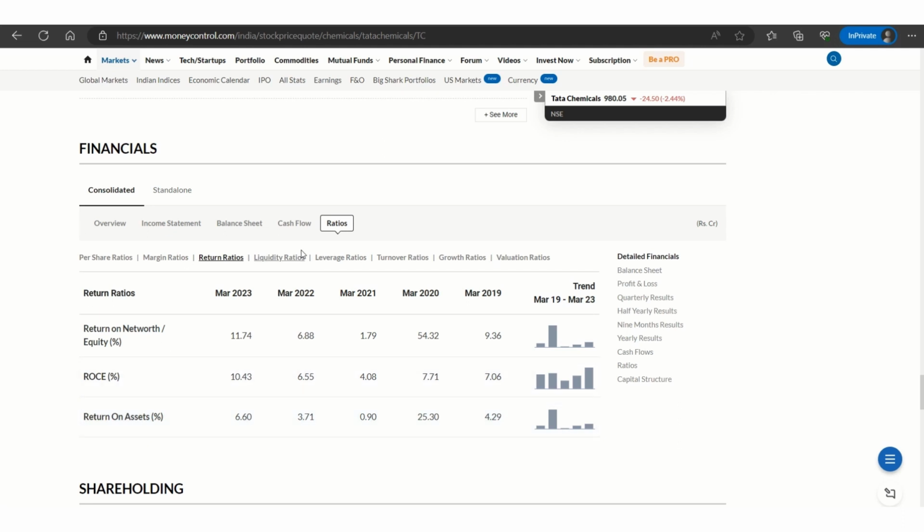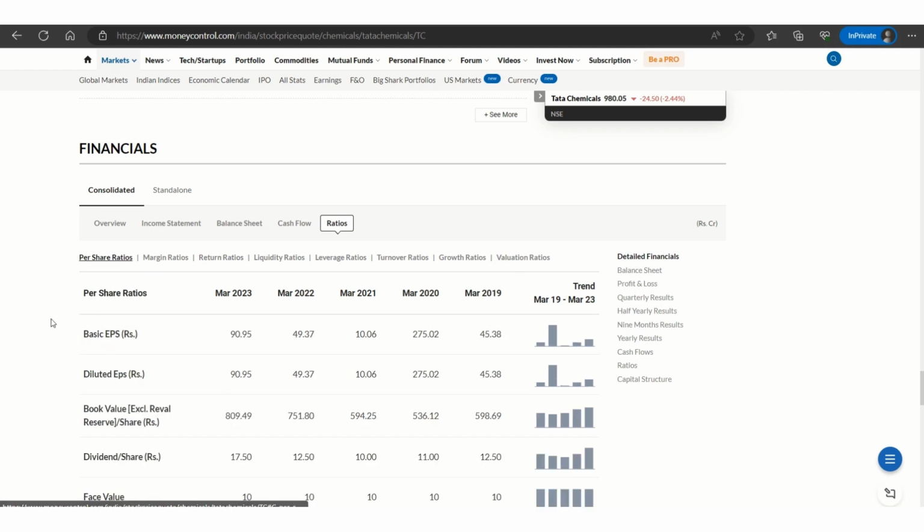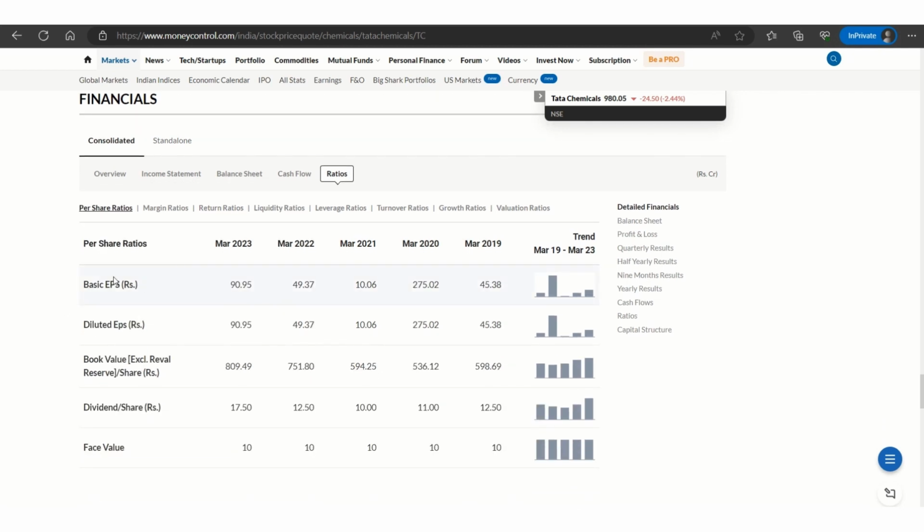Similarly, over the top, you can see different categories of ratios. Now if I go to the per share ratios, you will basically have your EPS. Don't worry about the basic and diluted; we'll be covering it later. But you have your EPS over the years and how it is varying. You have your dividends per share value. You have your book values and how they are varying.